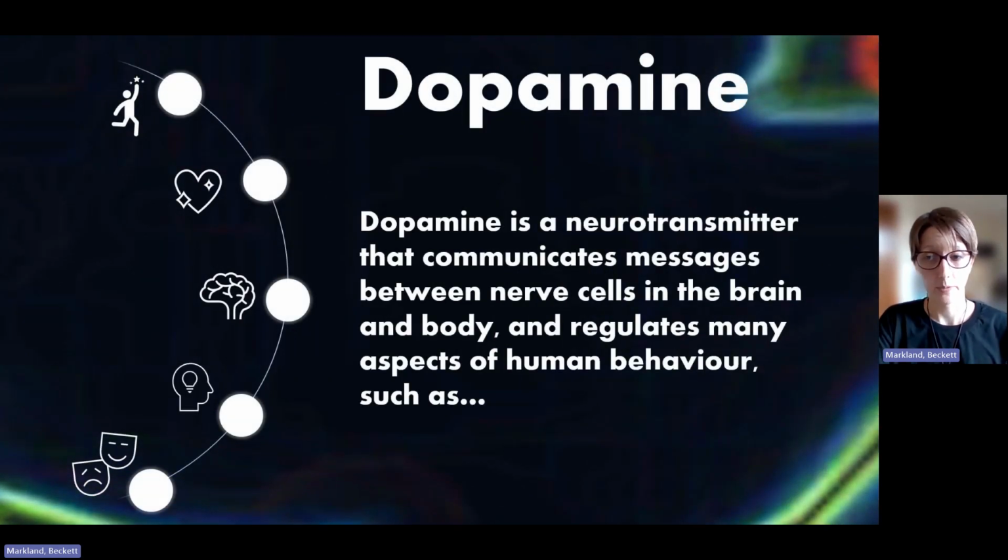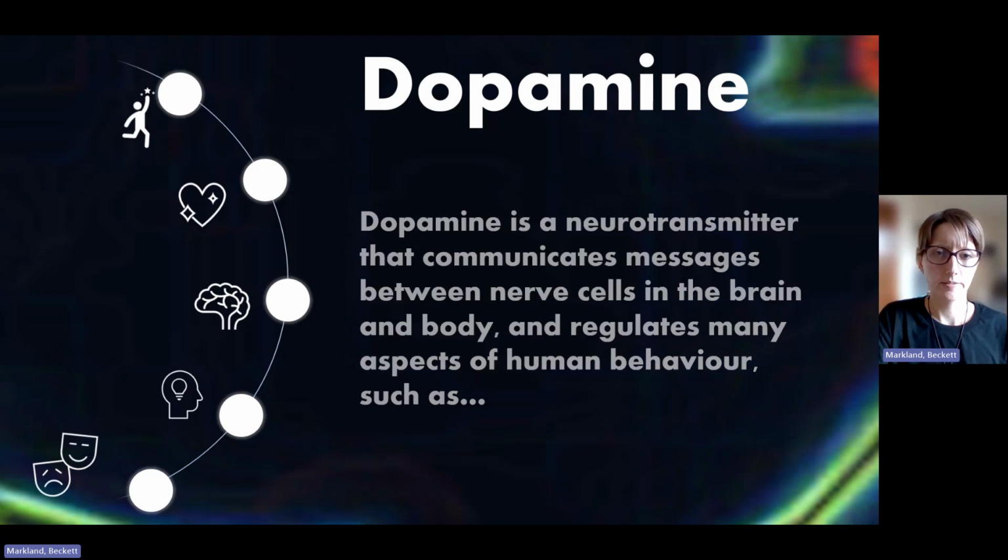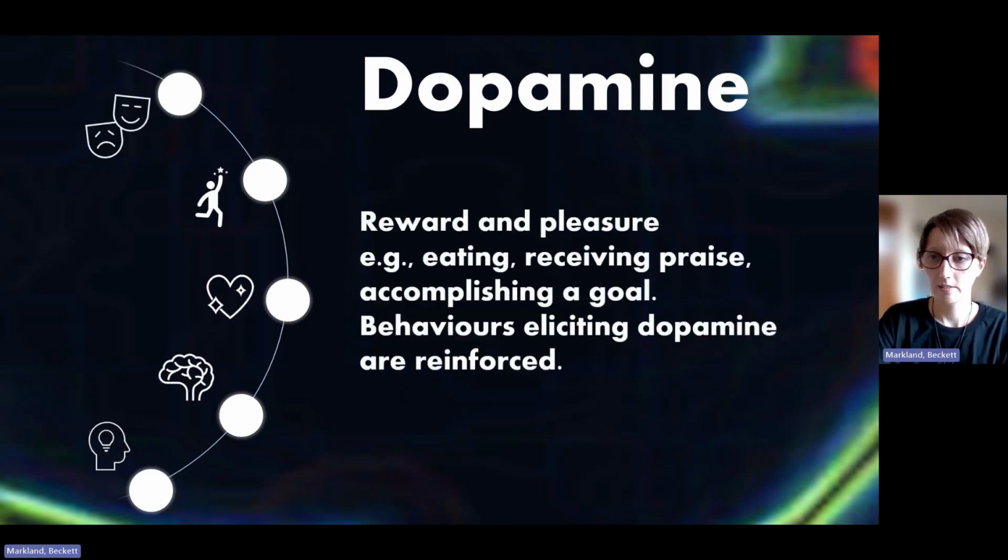And one thing that gets noted frequently is the neurotransmitter dopamine. So dopamine is made in your brain and acts as a chemical messenger, communicating messages between nerve cells in your brain and across the rest of your body. And it plays a crucial role in regulating various aspects of human behavior. Its effects are complicated, but some key things that it influences include reward and pleasure. So dopamine is released when you experience something rewarding, such as eating something that you really like, receiving praise, or accomplishing a goal. And this reinforces certain behaviors as well, making you more likely to repeat them.